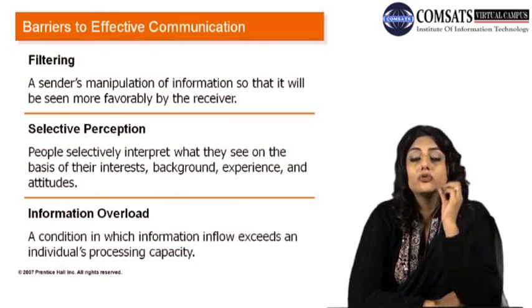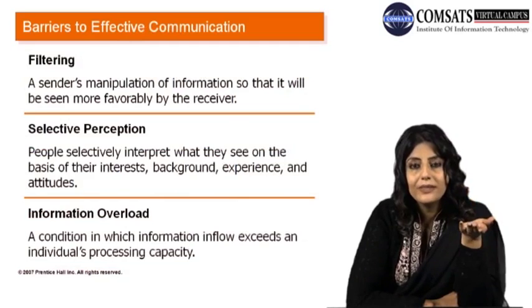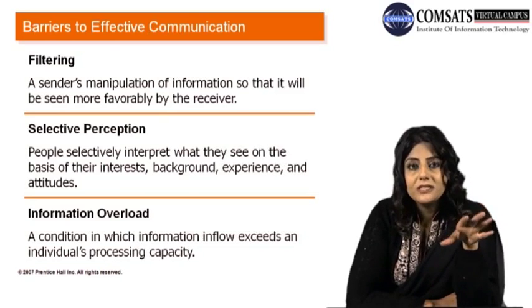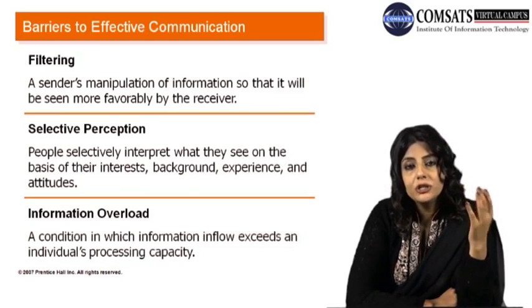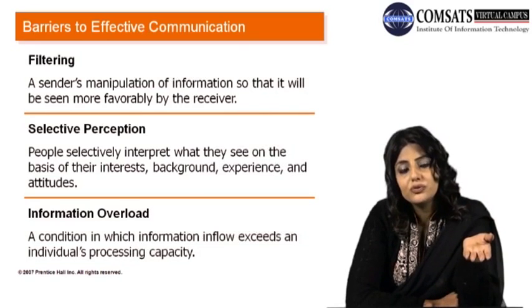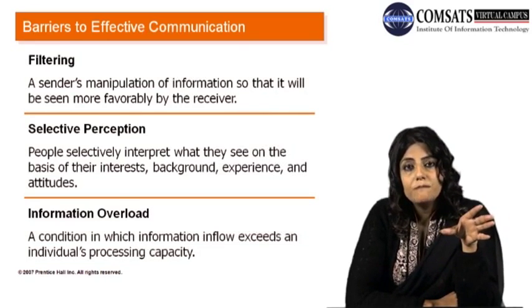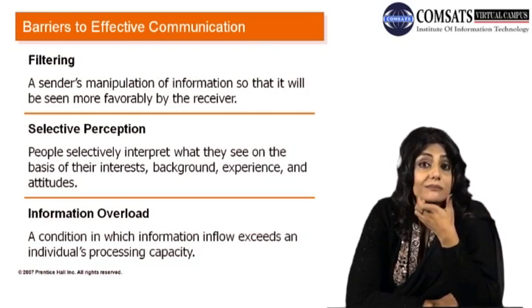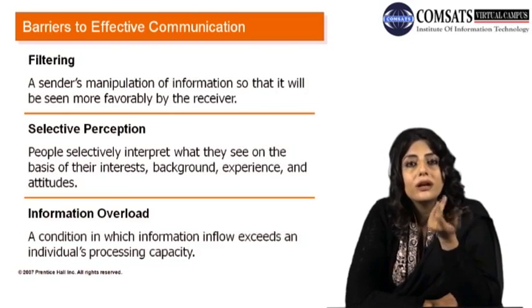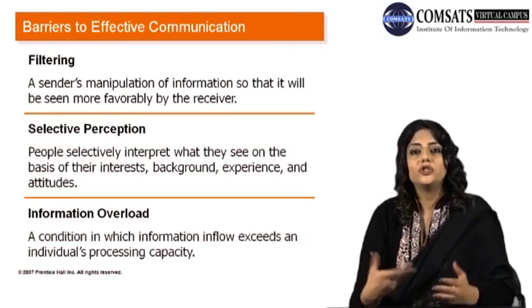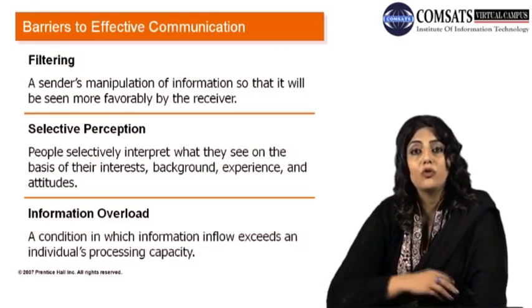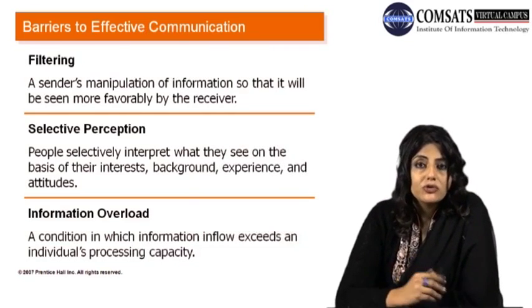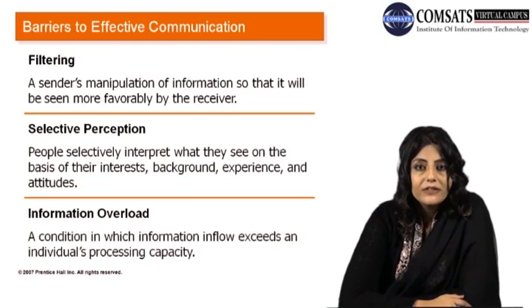Filtering is a very important barrier to effective communication, which happens when a sender manipulates the information that he has to give to the receiver, and most of the time it happens in upward communication, when you have to give some information to your supervisor. You're really apprehensive that your boss might dislike an undesirable report or undesirable outcome. So you try to manipulate that information and give him only the part of the information which he really wants to hear. So it is of course a barrier to effective communication because the information is not being delivered completely and properly. Then you have selective perception.